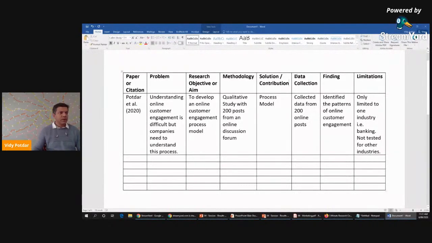Solution slash contribution. What was their data collection? How did they do their data collection? What were their findings? And what were the limitations of this work? So I have done this for one paper.